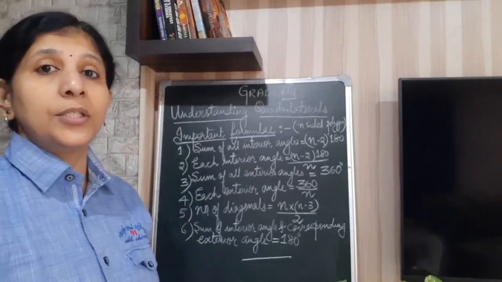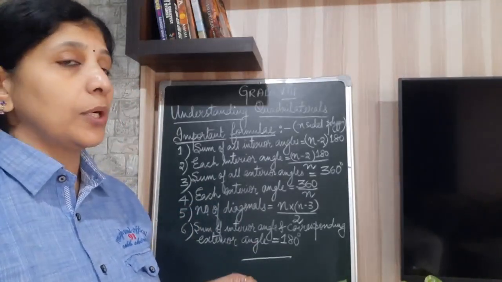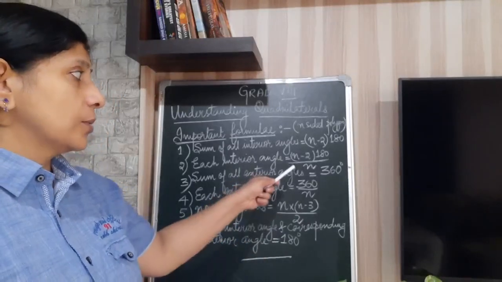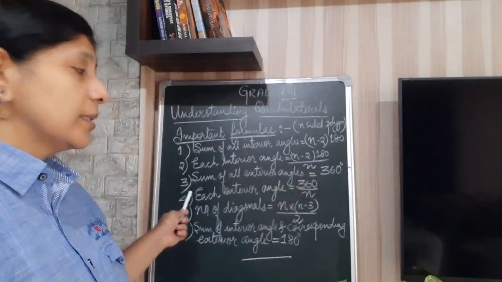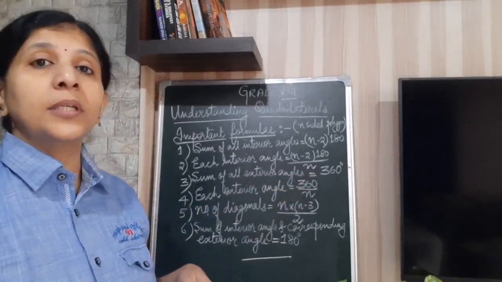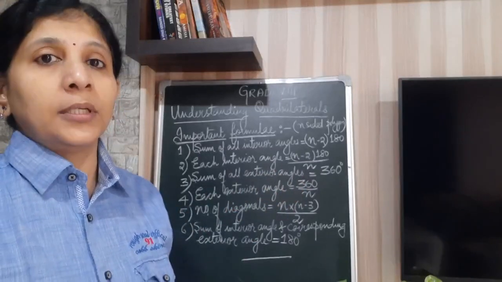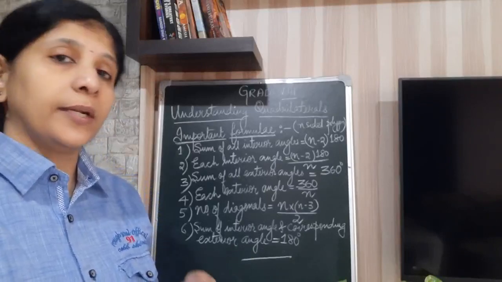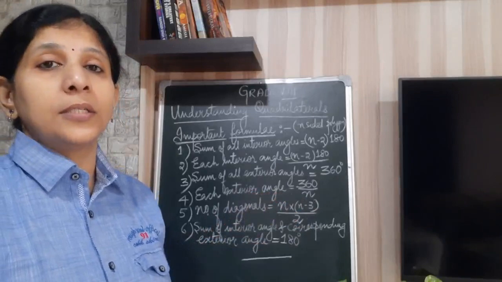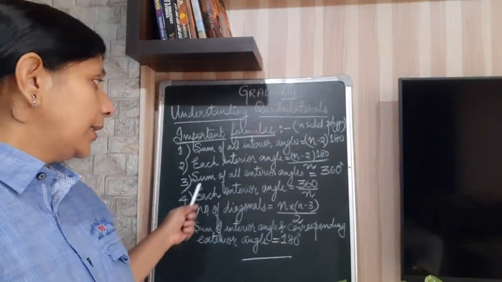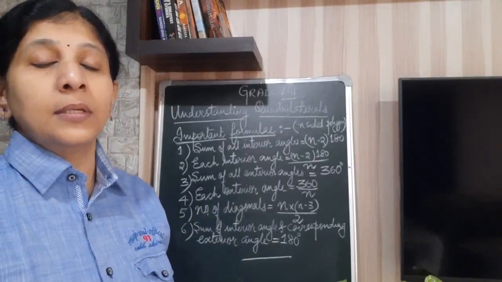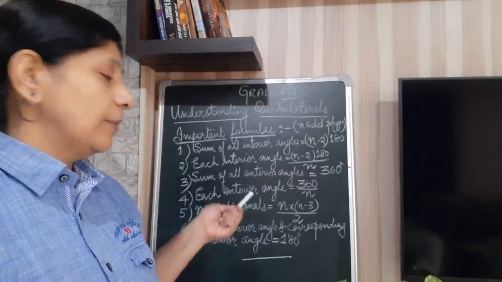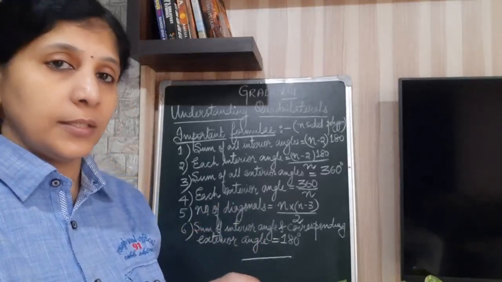Each interior angle: the total for an n-sided polygon is (n minus 2) into 180. For each angle you divide it by n, the number of sides. So it is (n minus 2) into 180 upon n. Then the sum of all exterior angles. Whatever the number of sides of the polygon, the sum of all exterior angles will be 360. If it is 4-sided, 5-sided, 3-sided, 10-sided, whatever it is, the sum of all the exterior angles is equal to 360. Then each exterior angle will be 360 upon n.